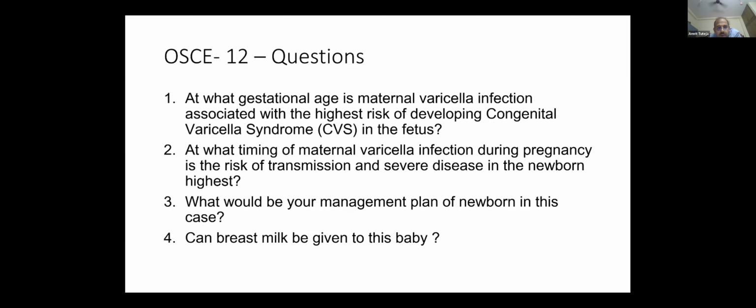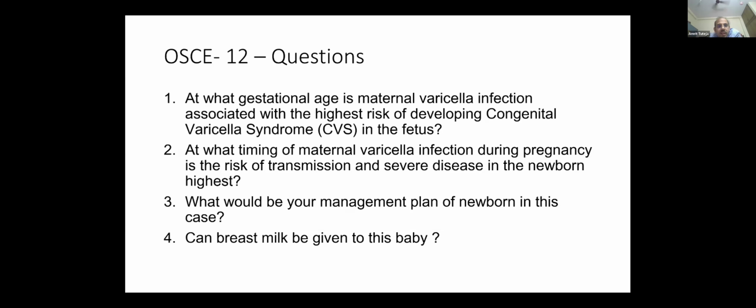The other question is management plan and breast milk. Management, VZIG, but VZIG sometimes we don't get. Then the other option, IVIG. Breast milk can be given if no lesions, is the best. Separate the baby and the mother until the rash disappears. IVIG, VZIG. If no rash, IVIG.